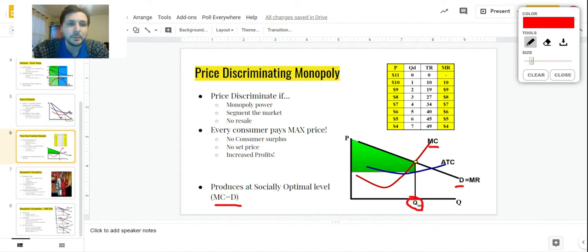Okay, so that's it. Big takeaways when there's a price discriminating monopoly, there's no consumer surplus, no set price, profits are going to rise, marginal revenue and demand are going to be the same.